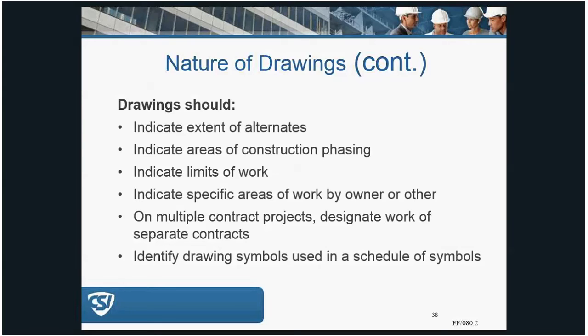Drawings also indicate extensive alternates, construction phasing, limits of the work, specific areas of work by the owner, multiple contract projects, designated work based on separate contracts. They also identify symbols used in the schedule of symbols. Note that the first 5 bullet points here all relate back to Division 1.